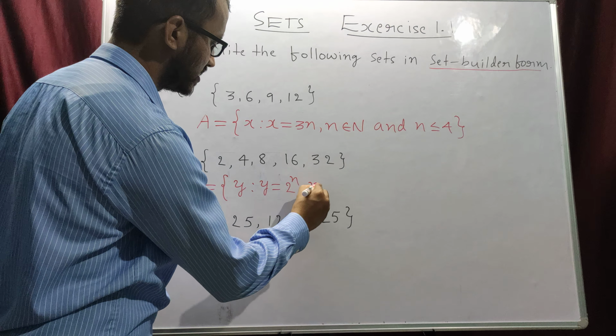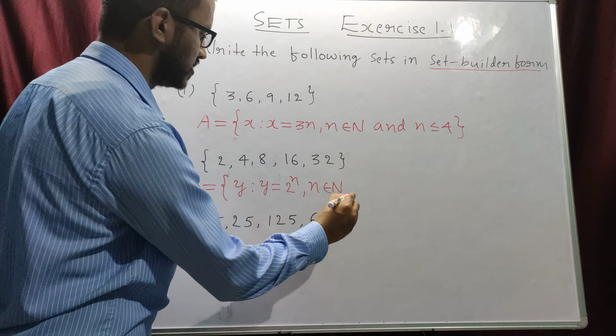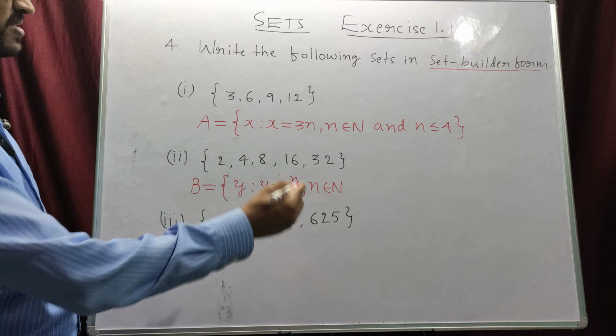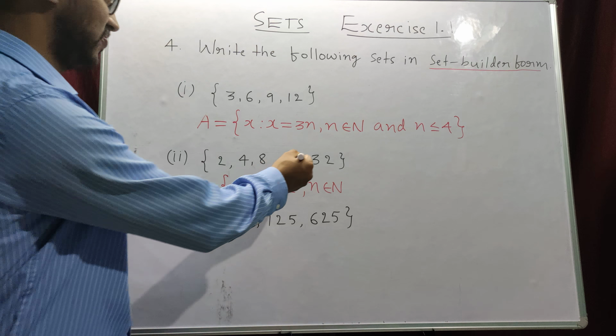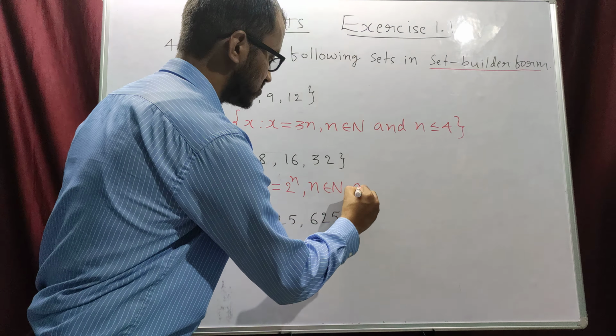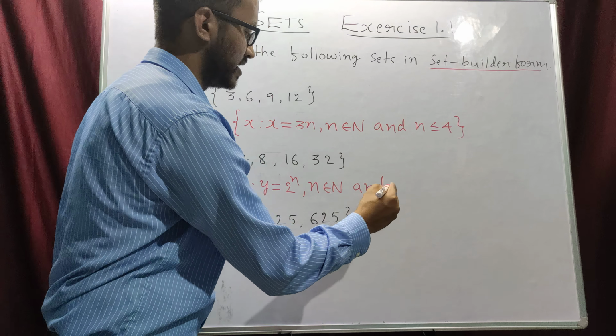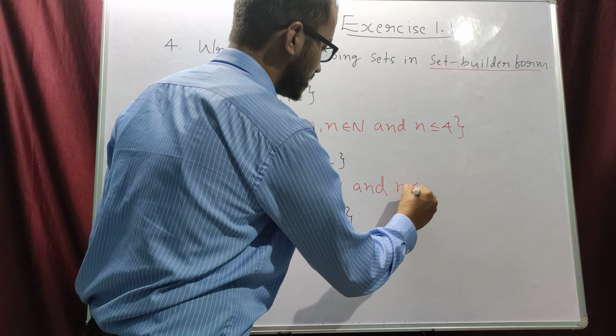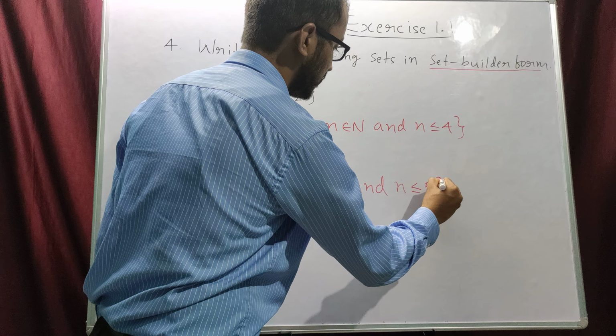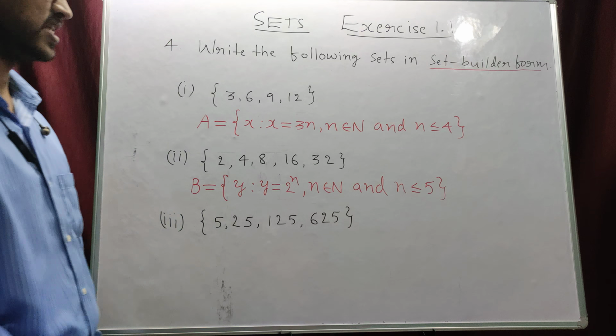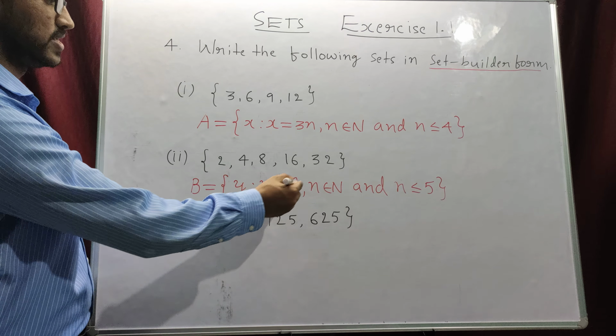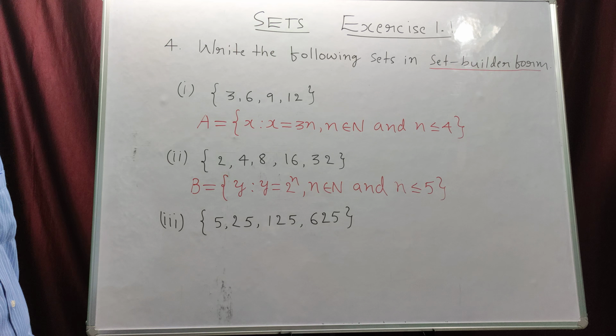Again, n is a natural number, and again we are considering powers of 2 till the 5th power. So what I can write, and n is less than or equal to 5. So we are considering powers of 2 till where? Till the 5th power.